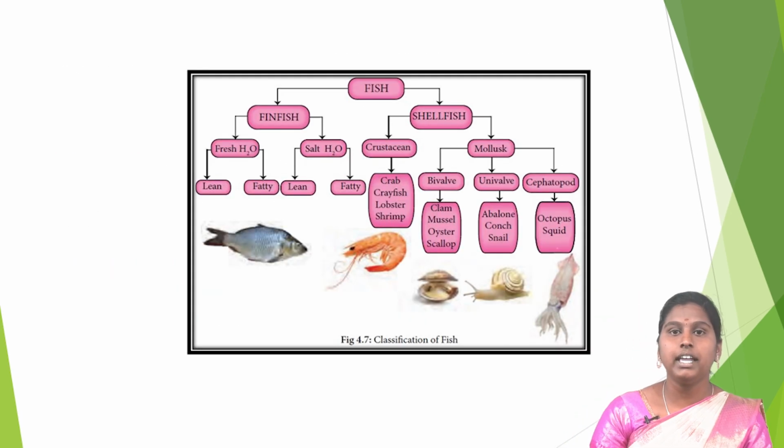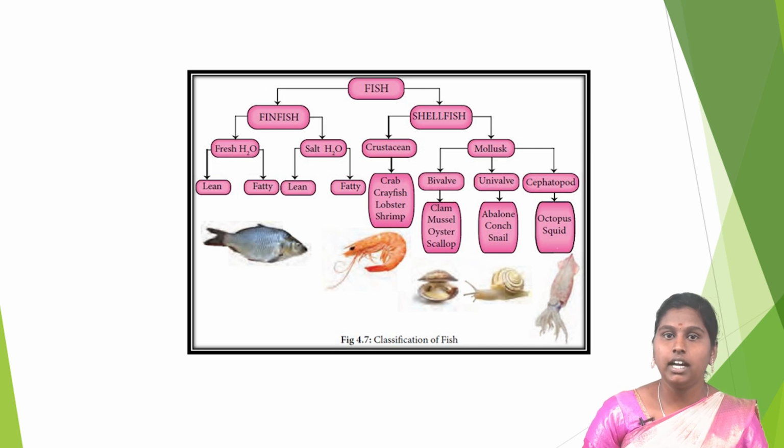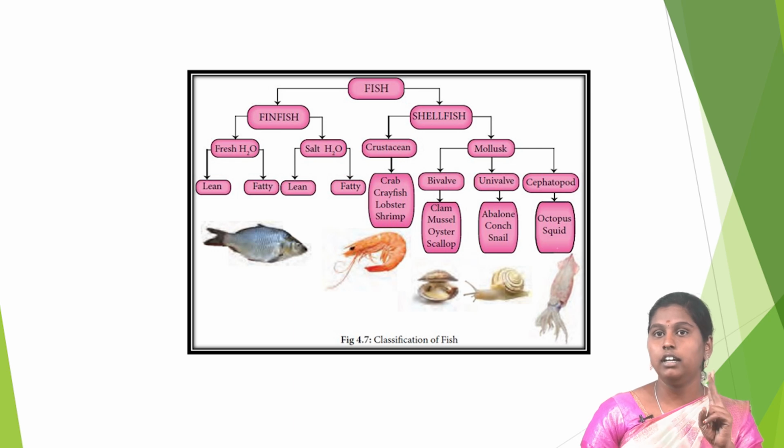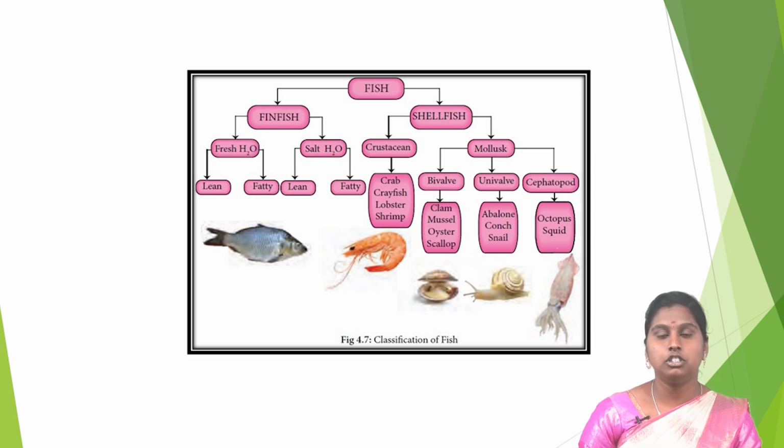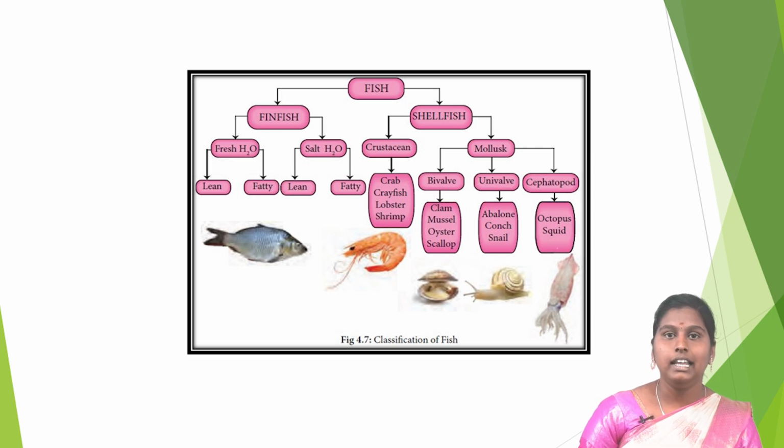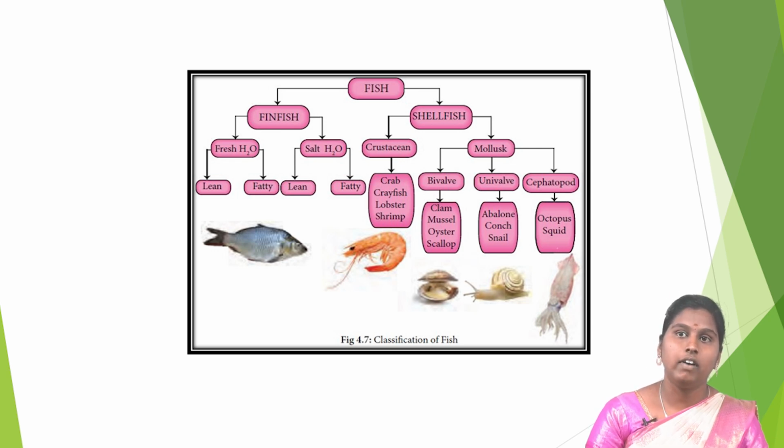Next, classification of fish. Fish is divided into two types, fin fish or shellfish. Fin fish is separated into two types, freshwater and saltwater. H2O means water. Freshwater is divided into two types, lean and fatty. Saltwater is divided into two types, lean and fatty.